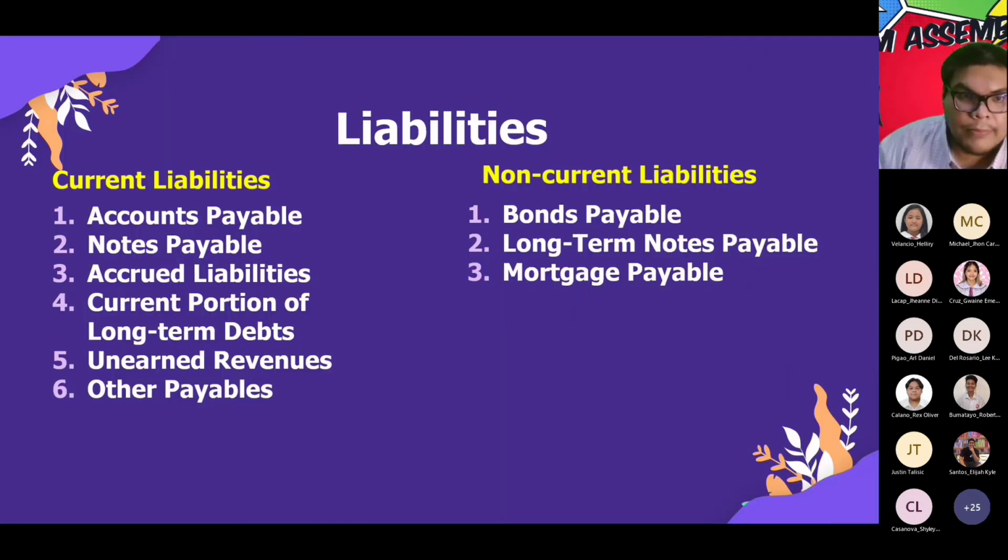Liabilities. Again, we have current and non-current liabilities. So you have accounts payable, notes payable, accrued liabilities, current portion of long-term debts, unearned revenues, and other payables. And what could accounts payable mean? I know it's a long lesson, we're near the break again. What is accounts payable?